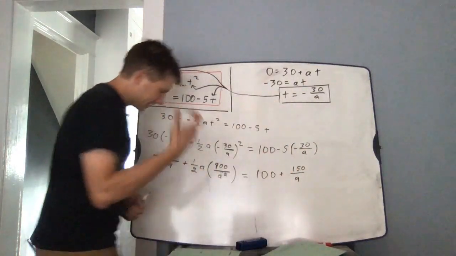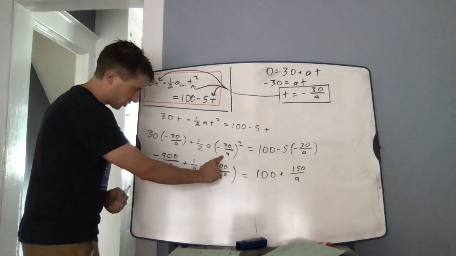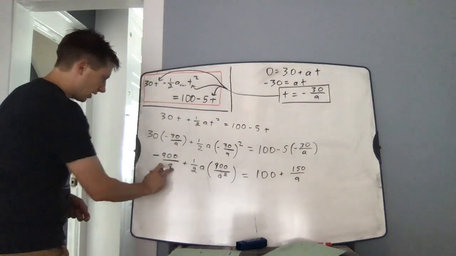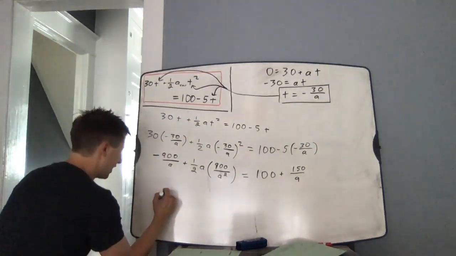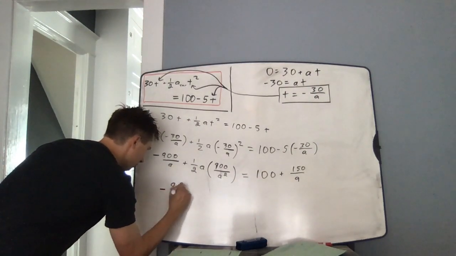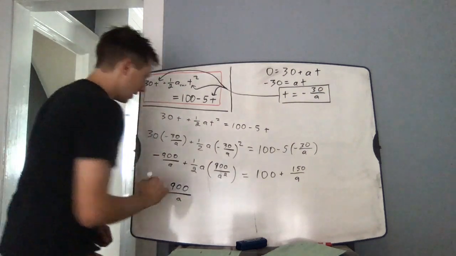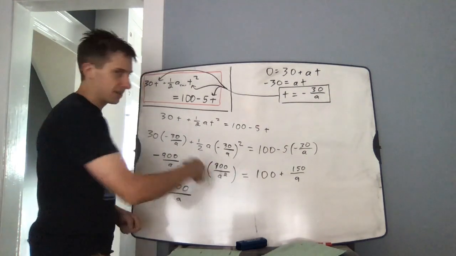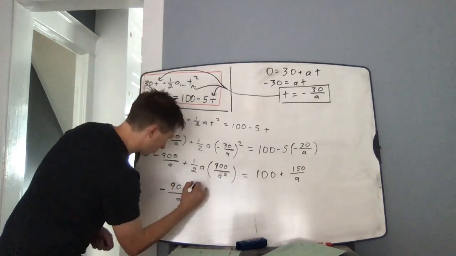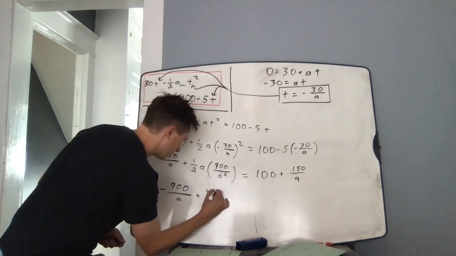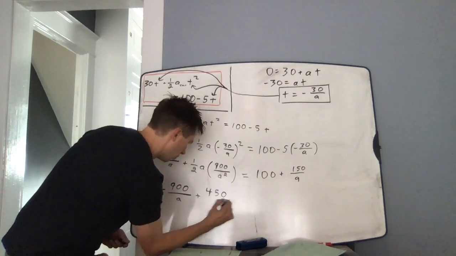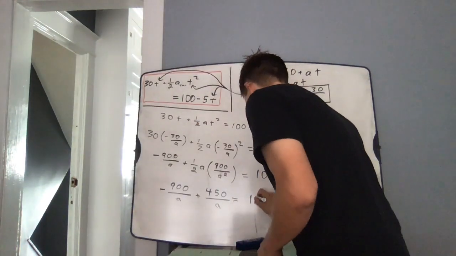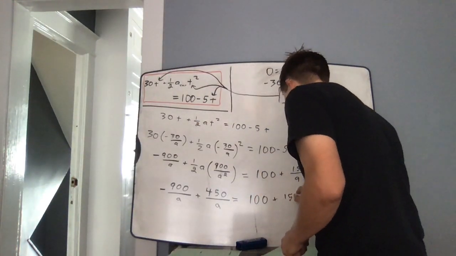And now I did intentionally take an extra line to first solve the term in parentheses. Now I'm going to multiply the 1/2 a into it. So I will have negative 900 over a, negative 900 over a. 1/2 times 900 gives me 450. a over a squared gives me just 1 over a. So I will get plus 450 over a. And then I'll just rewrite this term here. 100 plus 150 over a.